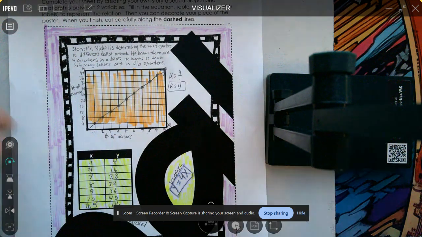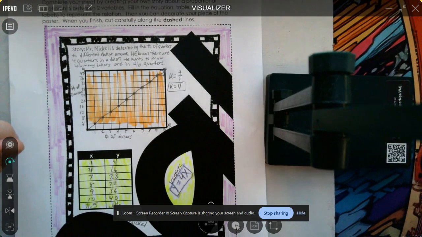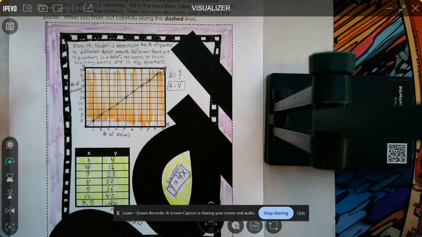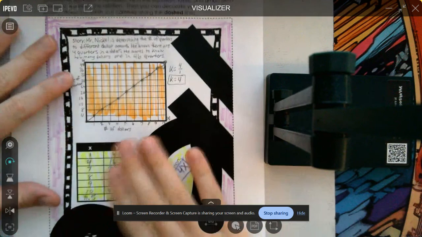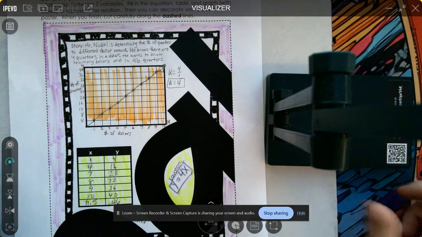Okay, then you're going to go back and look at the module. You have an IXL to complete. Okay, so you're going to complete the IXL, 10 questions on there, and then you're going to submit screenshots of your picture, your poster, and then a picture of your IXL completion assignment. And then you're done with Aspire to do.